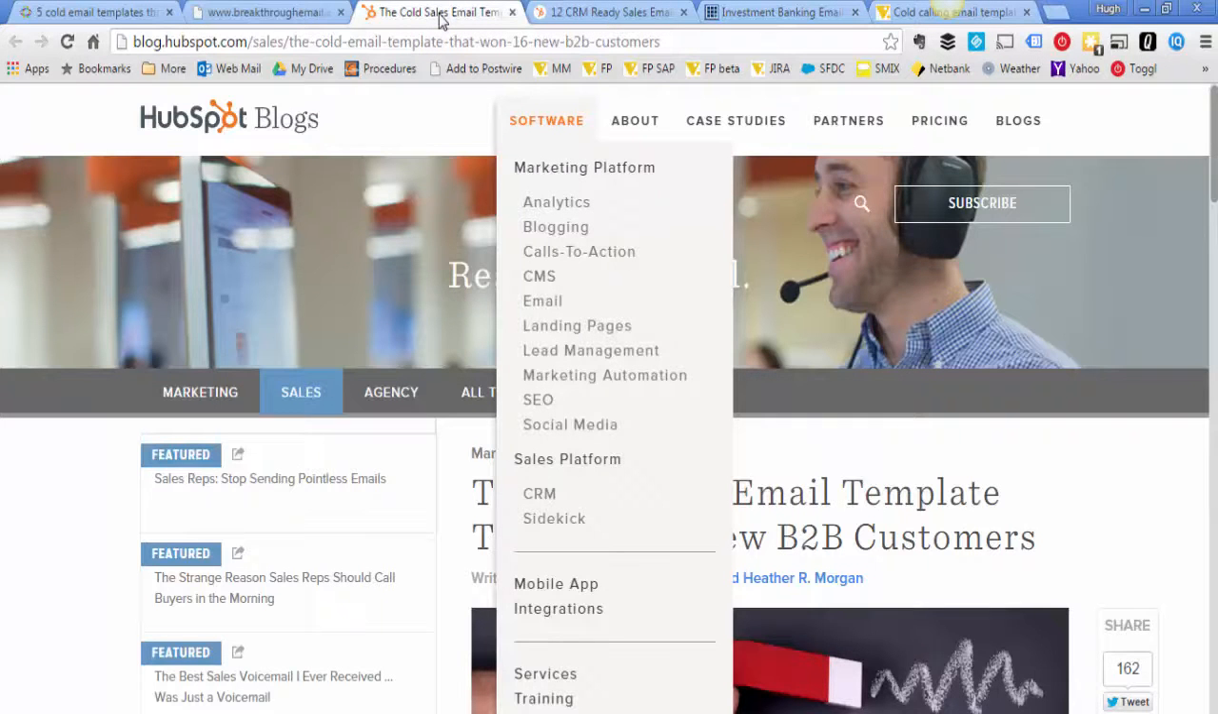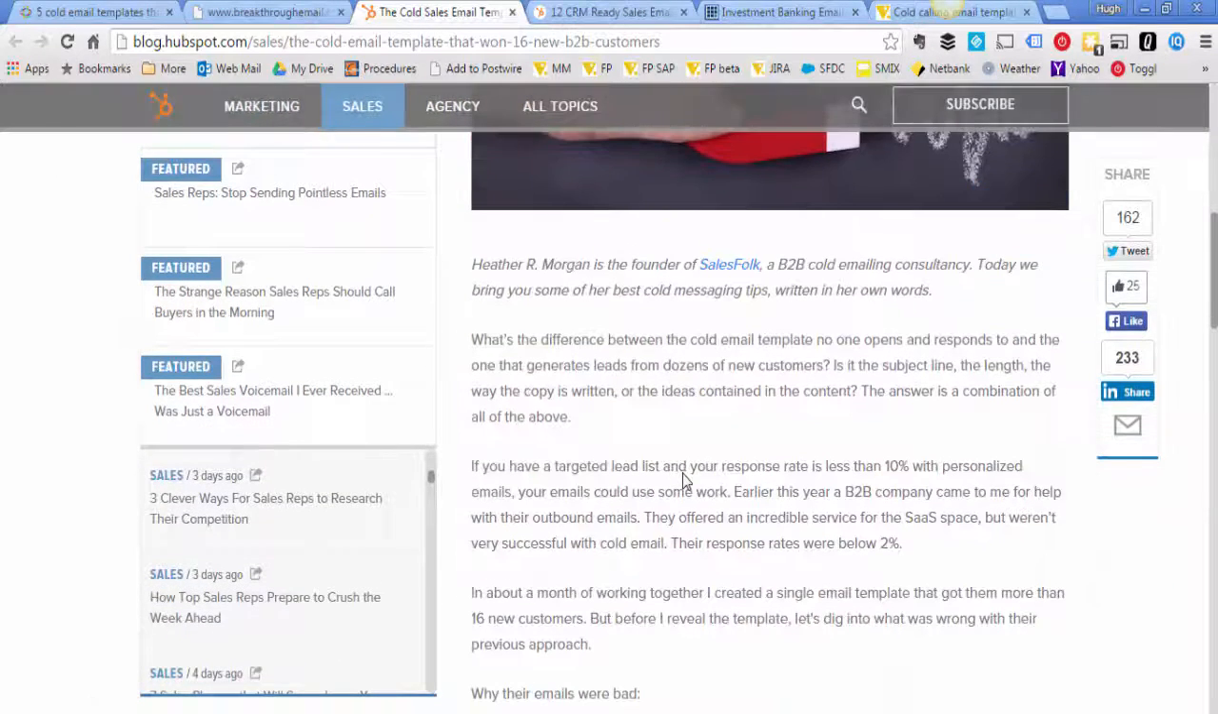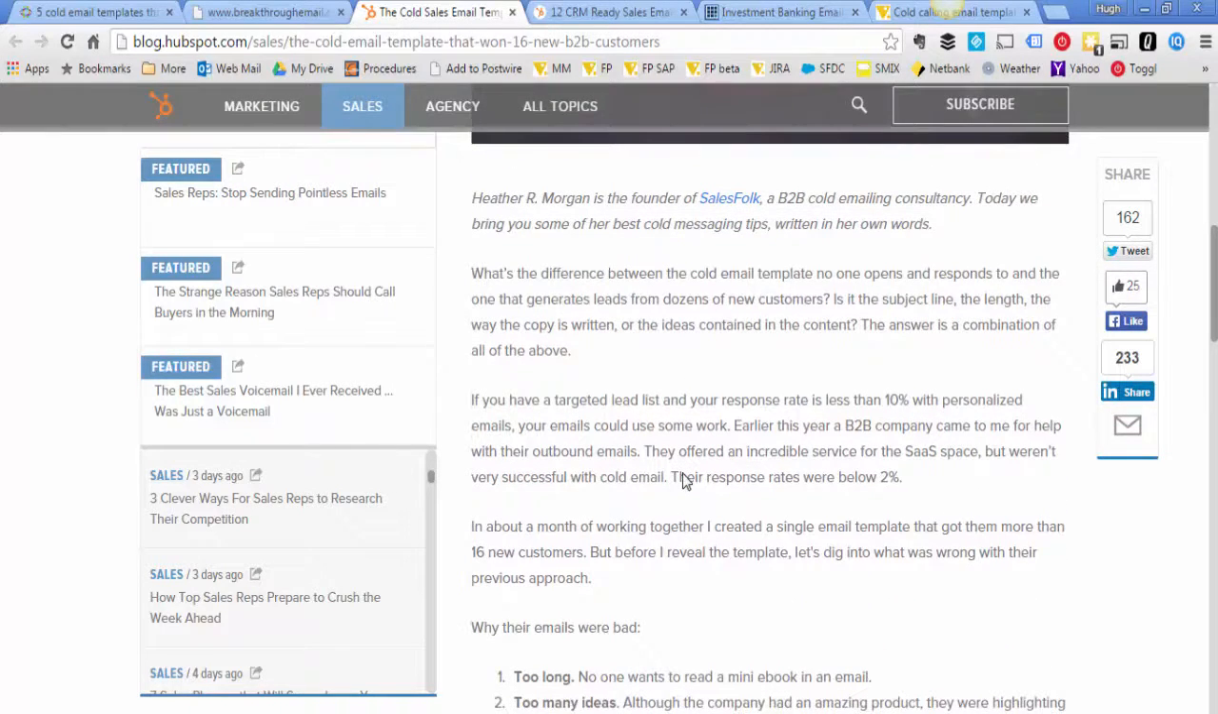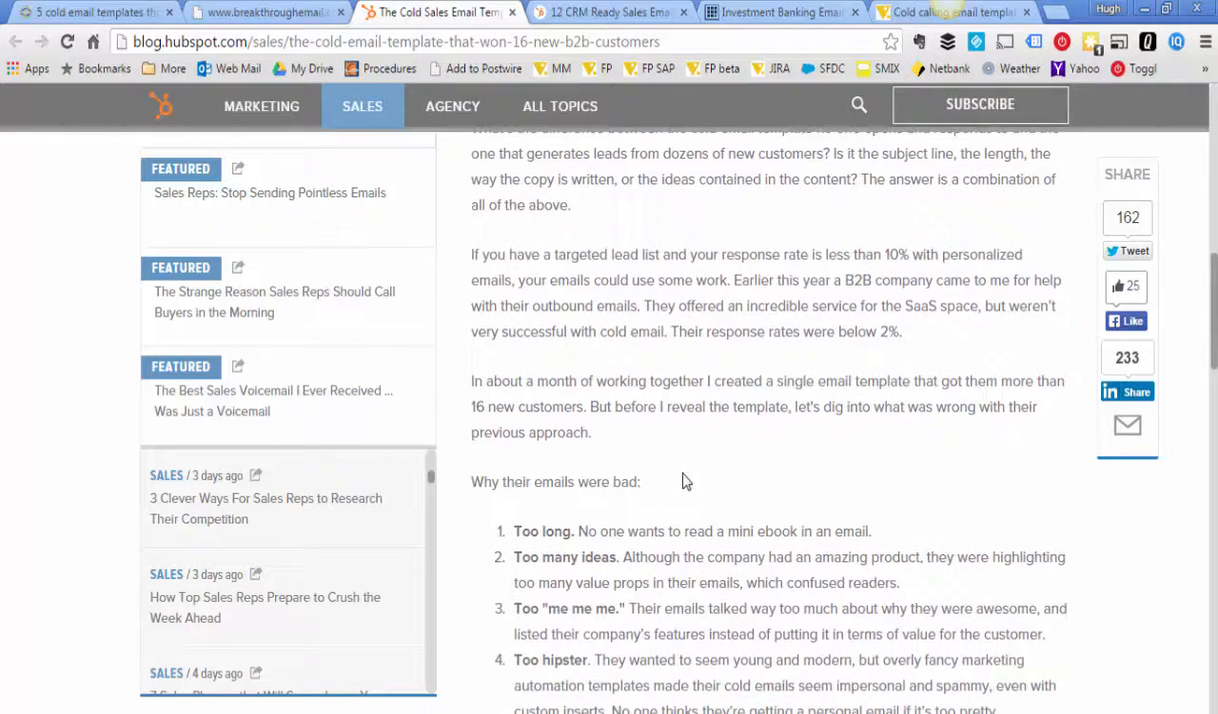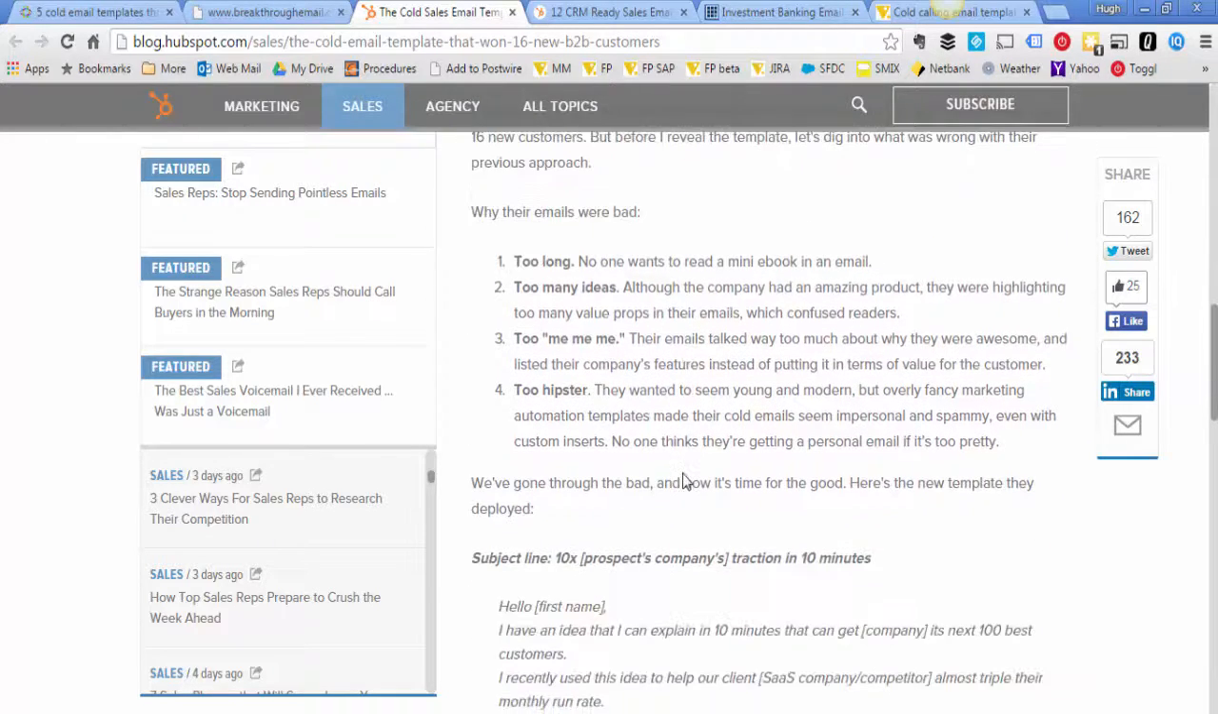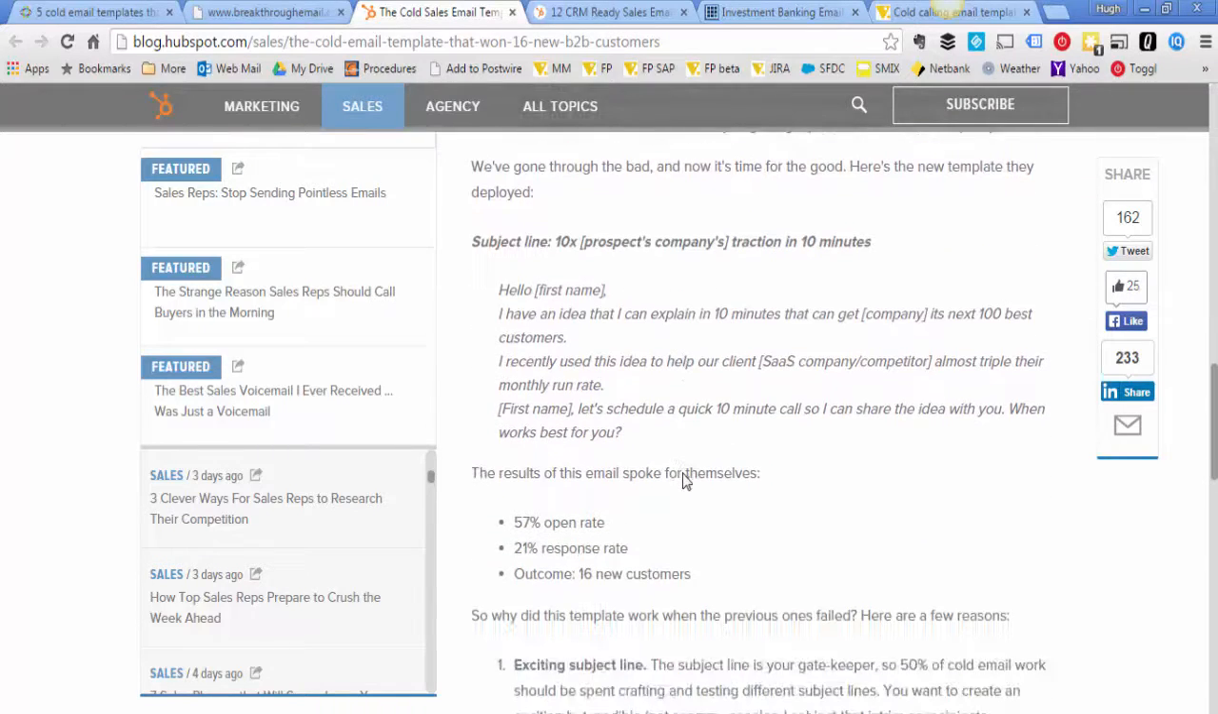The cold sales email template that won 16 new B2B customers by Aaron Ross. Now, this is not a 'this will do good'. This did good. So it's an example of an email template that worked really well for one company. And you can't argue with that evidence. I like that in one sense. A little bit about where emails go wrong, and that's very good. And then they suggest an effective template.